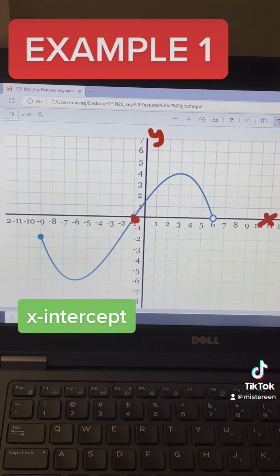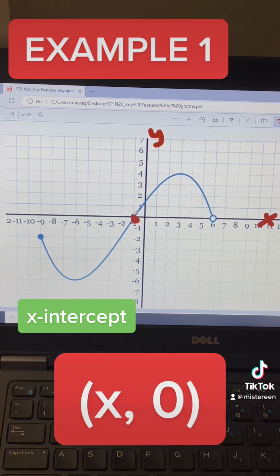And don't forget, for the x-intercept, the value of y there is 0. So the way you write your x-intercept should be in this format: x, the value of x, which is -1, comma, and then the value of y, which is always 0.